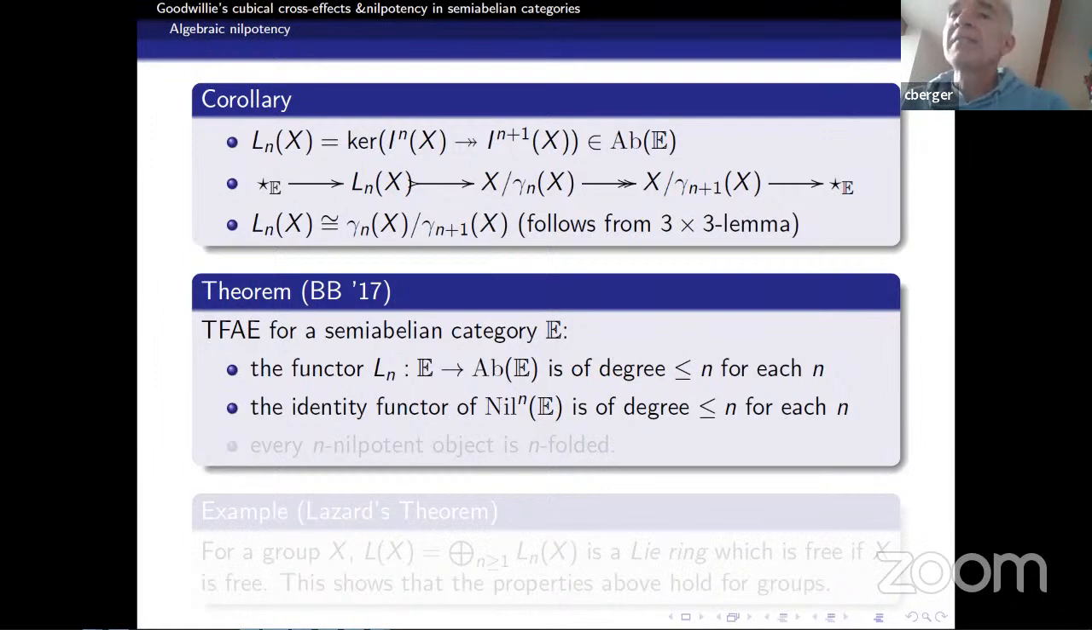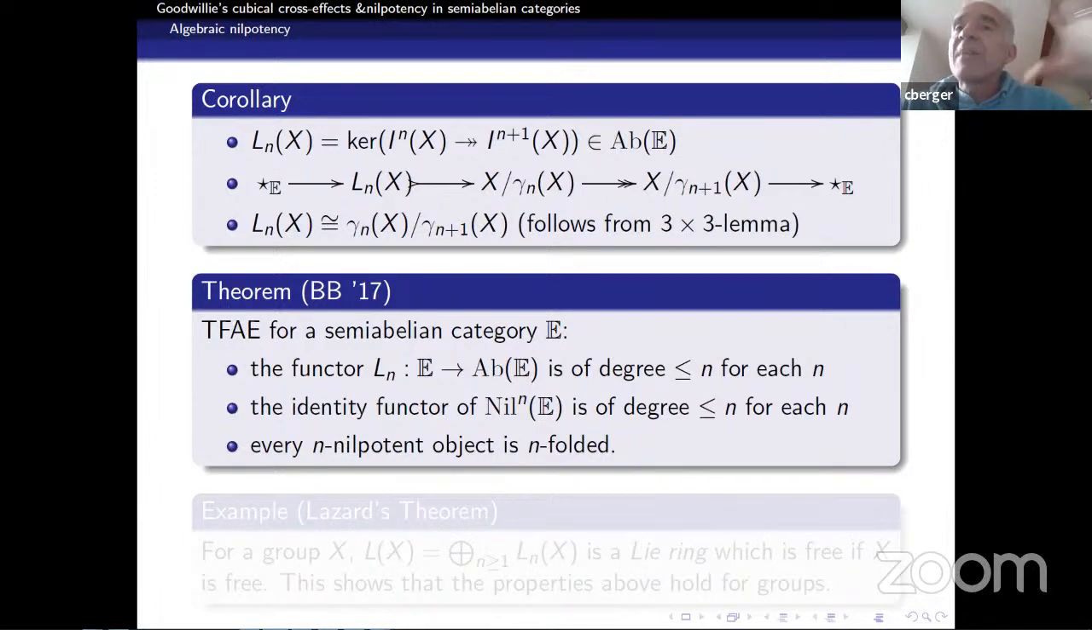And this means that actually every n nilpotent object is n-folded. So this means actually that the two notions coincide, because we have already seen n-folded implies n nilpotent. So the condition that the two notions coincide is precisely the fact that these ln functors are all of degree less than or equal to n.